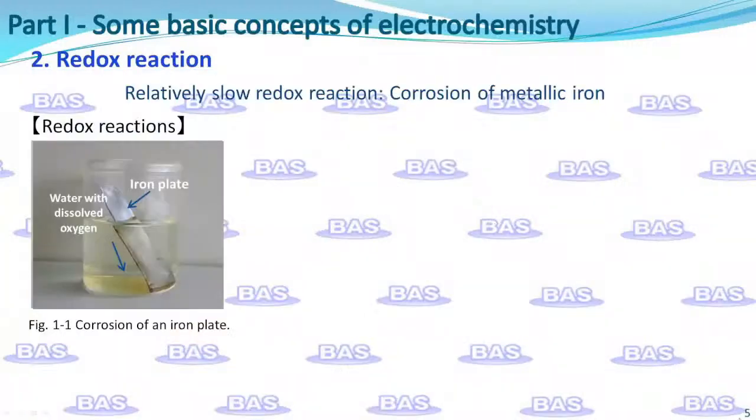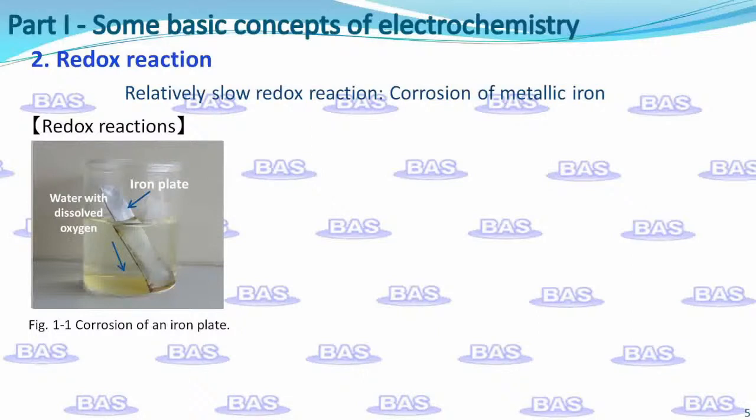Next, let's look at the slow redox reactions. For example, the corrosion of metallic iron. The figure on the left shows a simple iron plate corrosion experiment, where an iron plate is immersed in water containing dissolved oxygen. It's well known that the iron plate rusts after a period of time.